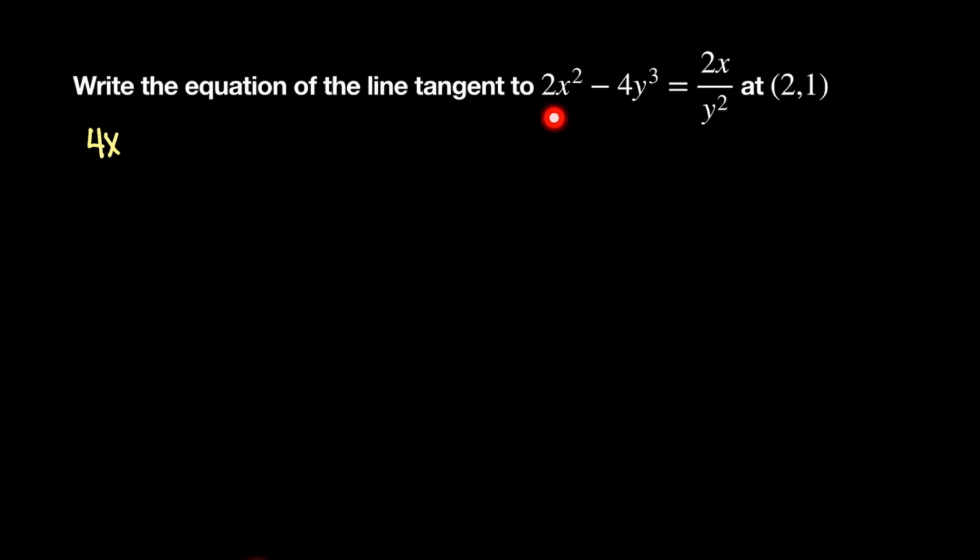So I'm going to start with the 2x squared. Derivative of 2x squared is 4x. Then we've got this minus 4y to the third. So I brought down the 3. That gives me 12y squared. But I have to multiply by y prime. There's my chain rule.